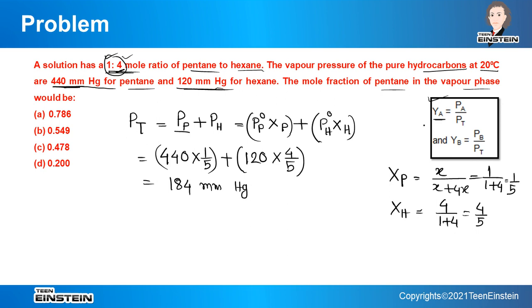Okay. Now once we know Pt, we can easily find out the mole fraction of pentane, because that is the final question we have to answer. So Y of P will be equal to P of P divided by Pt. Now Pt we already know, and Pp is basically this one, because it is Pp, not Xp.